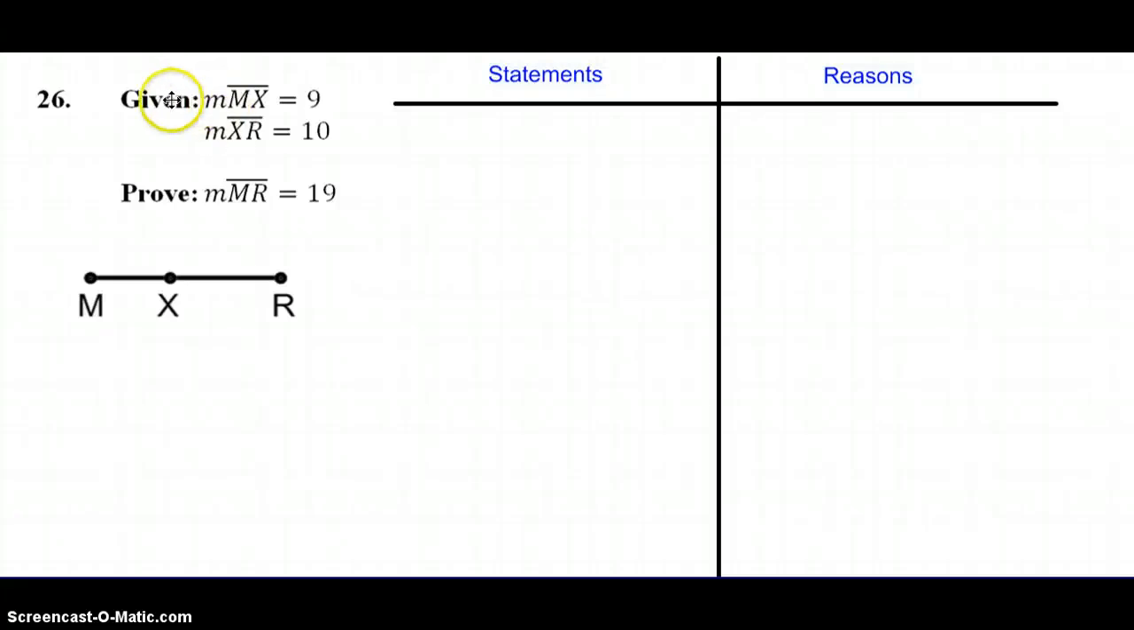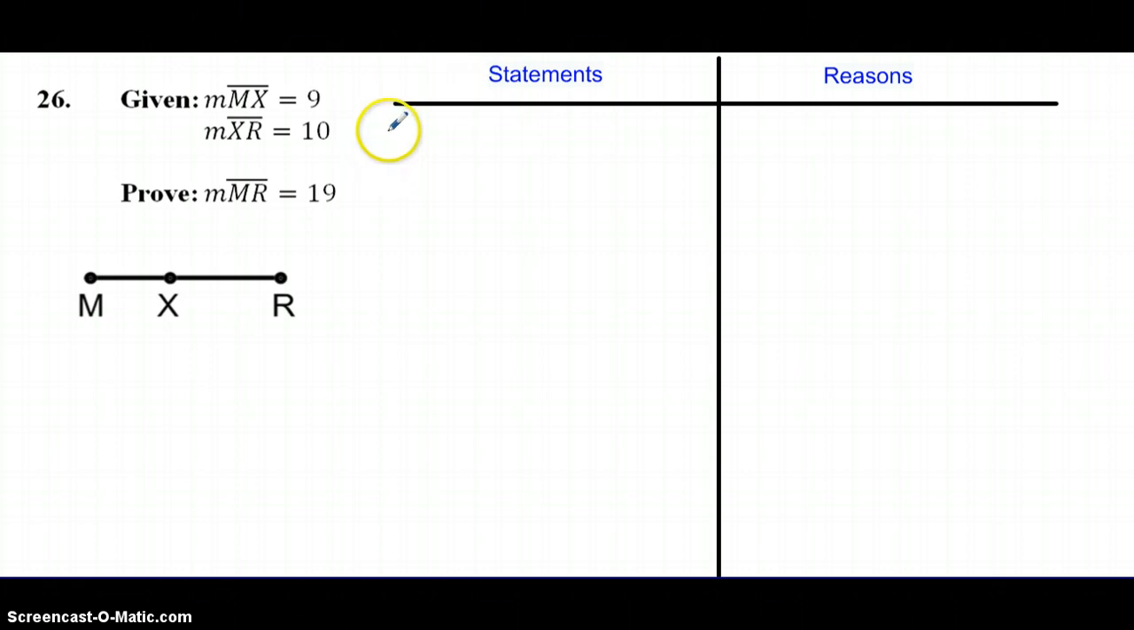Right now we're going to look at a proof where we're given the measure of segment MX equals 9, the measure of segment XR equals 10, and we're trying to prove that the measure of segment MR is equal to 19. And so we're going to start off with our givens.